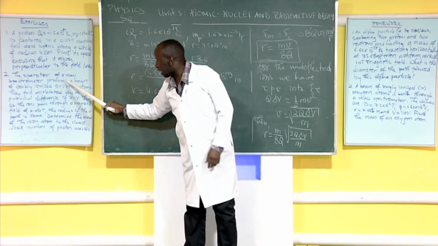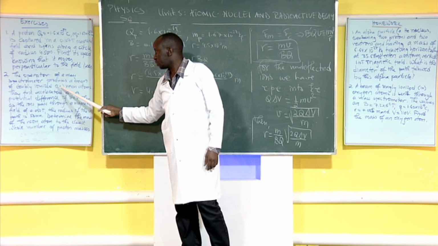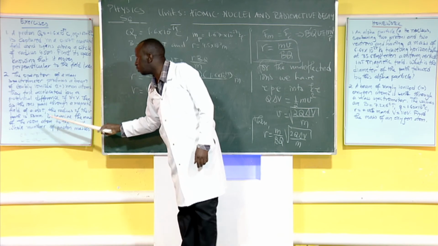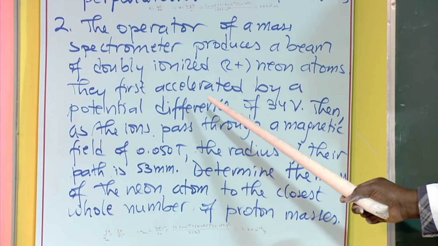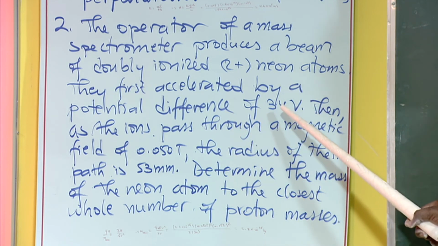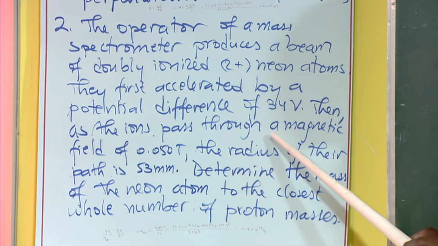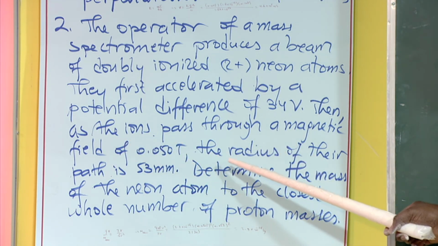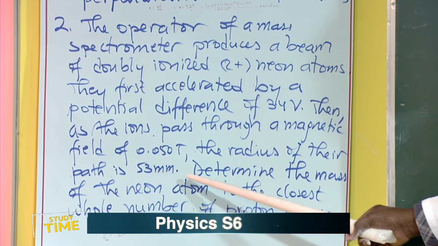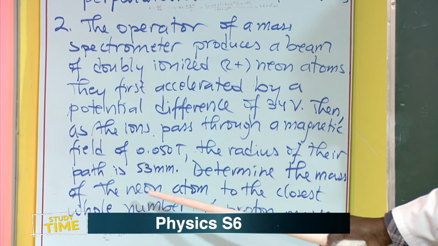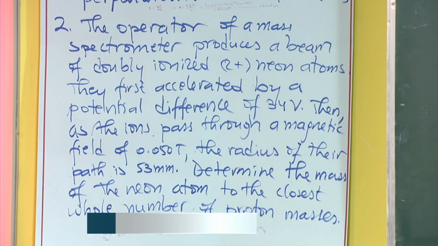An operator of a mass spectrometer produces a beam of doubly ionized, 2 plus, neon atoms, first accelerated by a potential difference of 34 volt. Then as the ion passes through a magnetic field of this value, the radius of the path is 53 millimeter. Determine the mass of the neon atom to the closest whole number of proton masses.